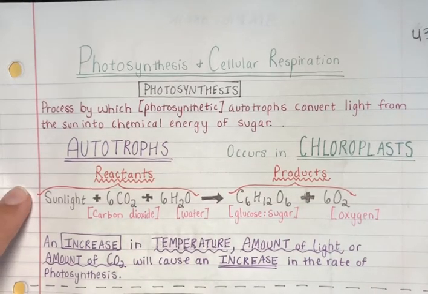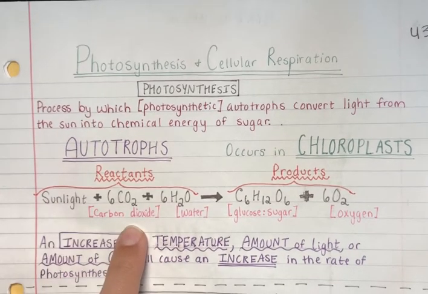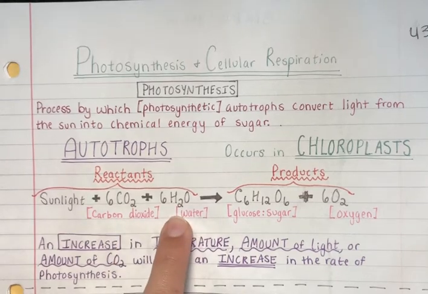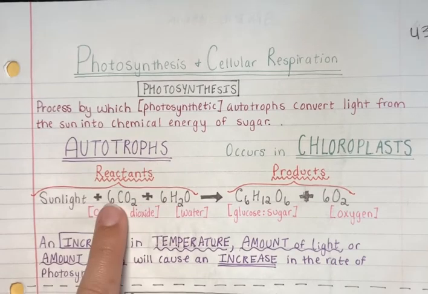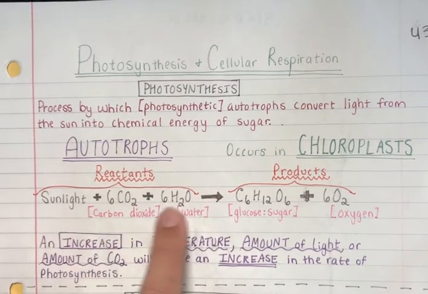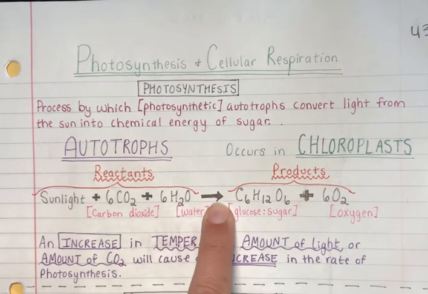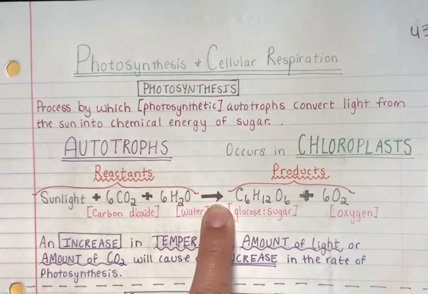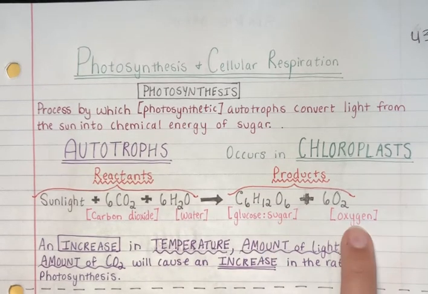The equation for the process of photosynthesis is as follows. You need sunlight, carbon dioxide, which is CO2, and water, which is H2O. These are called our reactants. Anything on the left-hand side of the arrow is our reactants. So these three reactants join together, they carry out the process of photosynthesis, which is this arrow, and then the products we get, the end result, is our glucose sugar, C6H12O6, and oxygen.